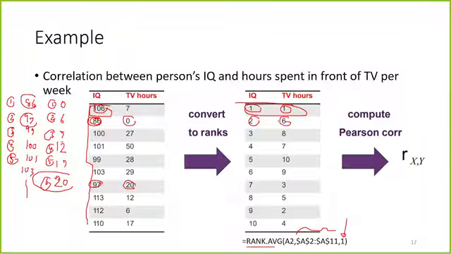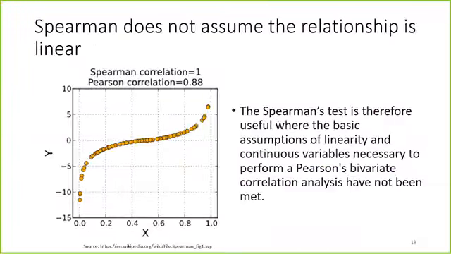The difference between Spearman and Pearson can be seen in some of the cases here. Spearman does not assume the relationship is linear. For example, if we have data like this, you can see that it goes along very well. If x is high, y is also high. If x is low, y is also low. But Pearson only gives you 0.88 because it's not linear. It's not like this, right? It's not linear.